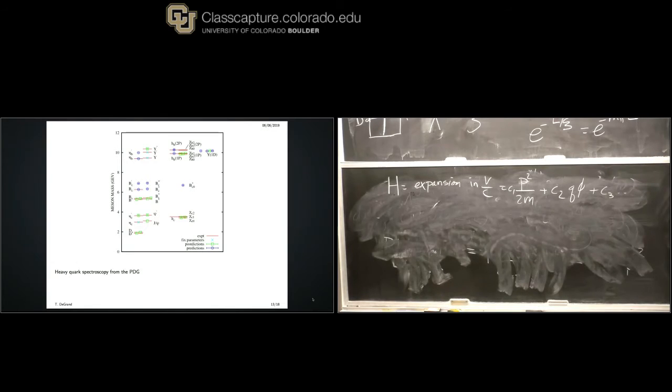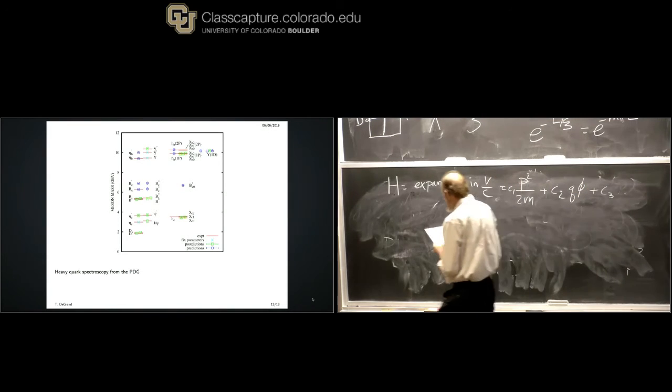And then the pictures here, the colored blobs are here. Let's look at the charmonium spectrum, which is this part of the spectrum right here. These calculations were actually done by people doing non-relativistic QCD. That's what they had on their computers. They were not doing full QCD.